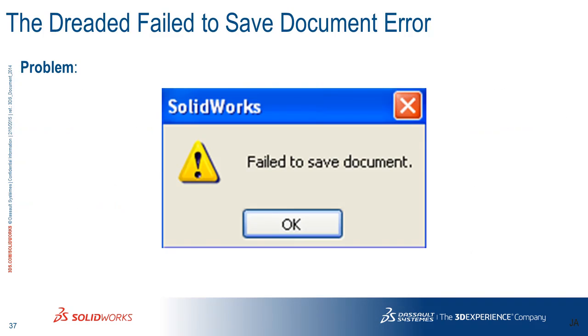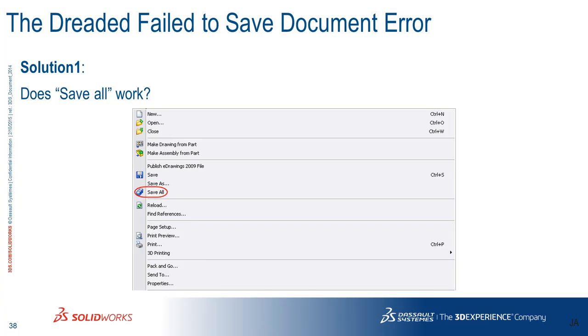Everybody's seen this one, right? Failed to save document. Yeah, it usually happens about 3 hours into your work, and you realize, oh, I really need to save this document, and it won't save at that point in time. So how do we get around this?